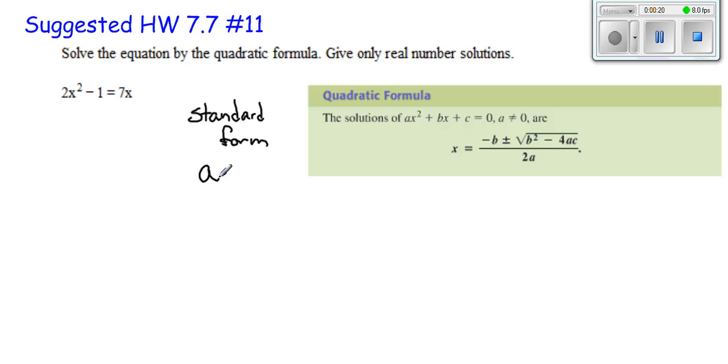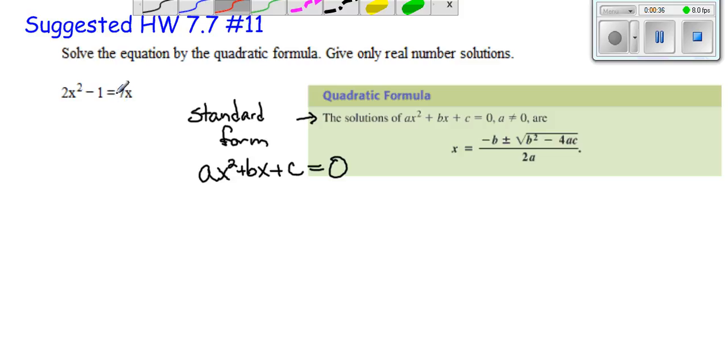And standard form is where I have ax squared plus bx plus c equals 0, like they said right here. Alright, so to do that, we're going to move the 7x to the other side. Since that's a positive right there, we're going to go ahead and subtract 7x. Whatever we do to one side, we must do to the other side of the equal sign.